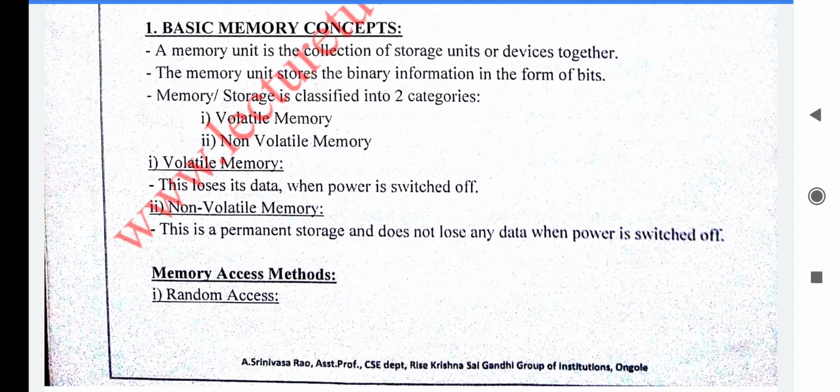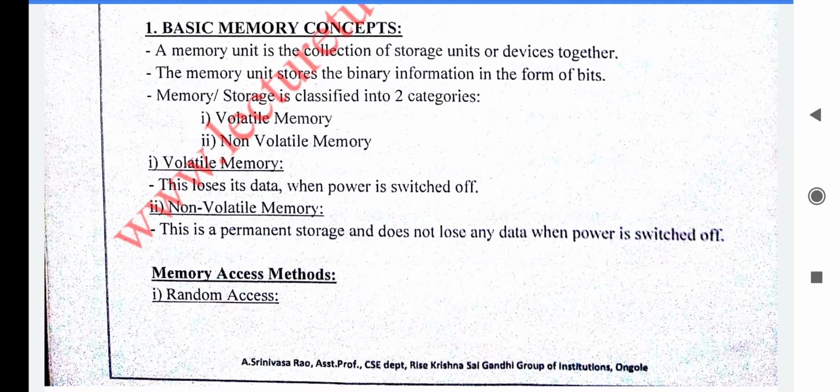Basic memory concepts. A memory unit is the collection of storage units or devices together. The memory unit stores the binary information in the form of bits. Memory or storage is classified into two categories. First one, volatile memory, non-volatile memory.